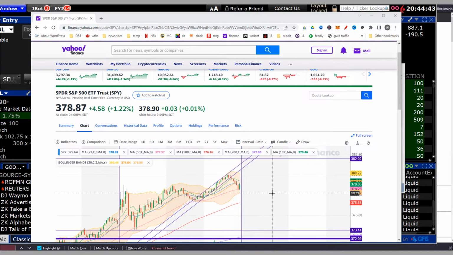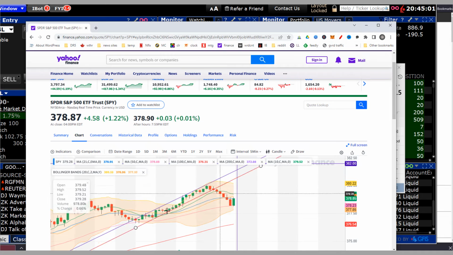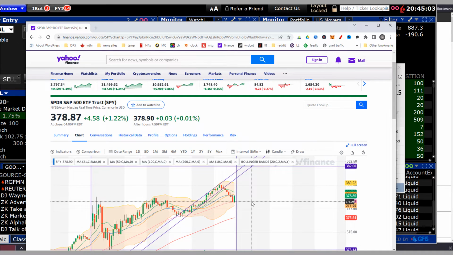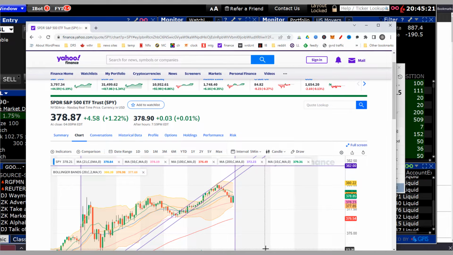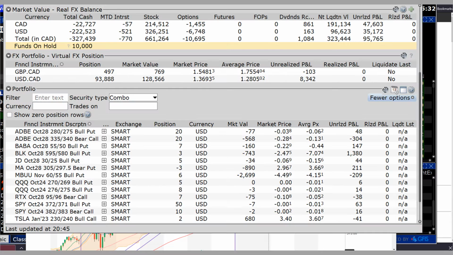Okay, so it's the end of the day. SPY did not hold that channel. It broke towards the downside, which is good in my case. And the stock finished below my 382 call strike and above my 372 put strike, which means both of those option spreads expired out of the money.